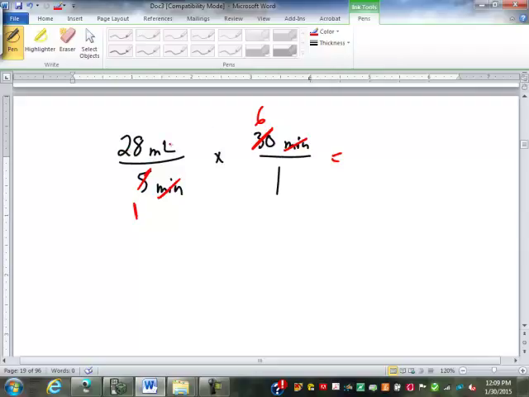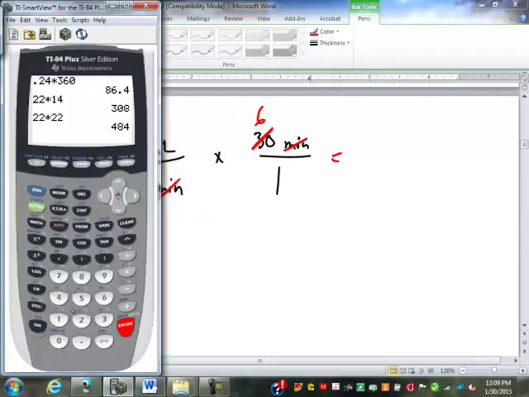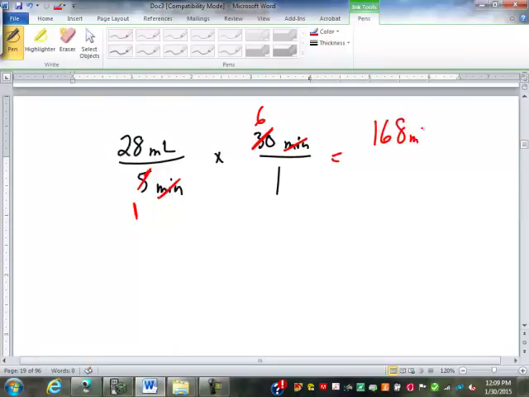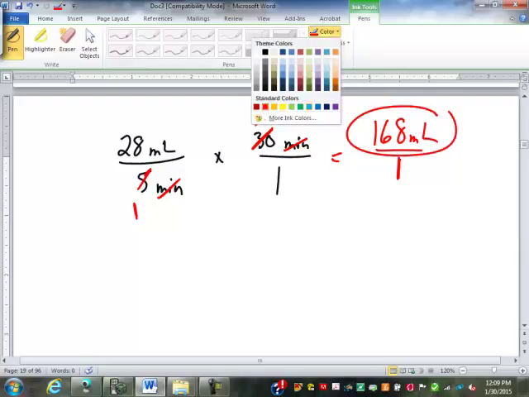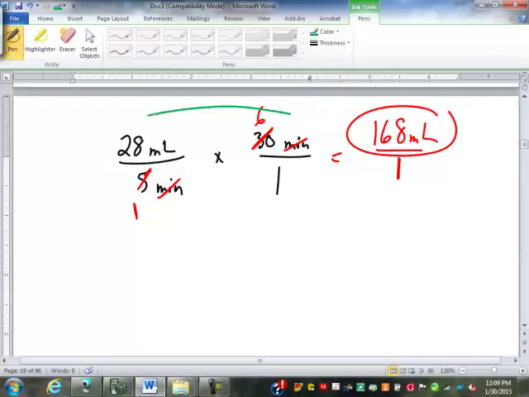So now this is 28 milliliters times 6, which is 168 milliliters, over 1 times 1 is 1. So that's just 168 milliliters. This process is just a very basic introduction to something called dimensional analysis.